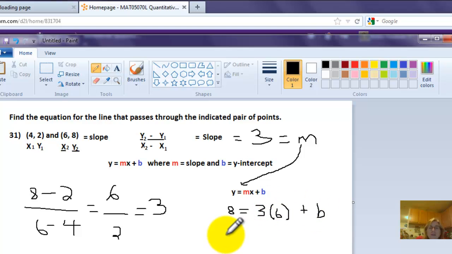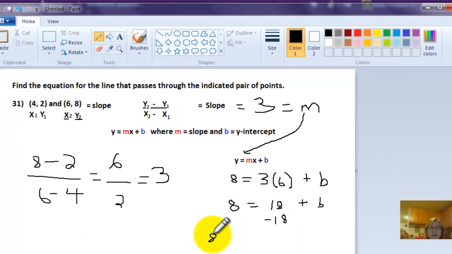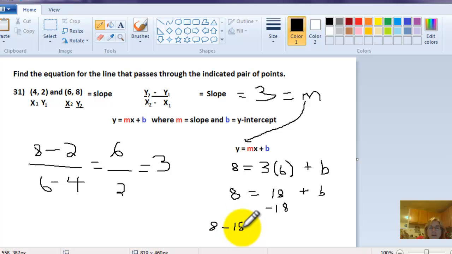We only have one variable now, so we can easily solve for that variable. First, let's simplify the 6 times 3, and you would get 18 plus the b. That's easy enough. We subtract 18 from both sides. So that would be 8 minus 18 equals b, because we're going to subtract 18 from this side also. So 8 minus 18 is negative 10 equals b. So our b is negative 10.